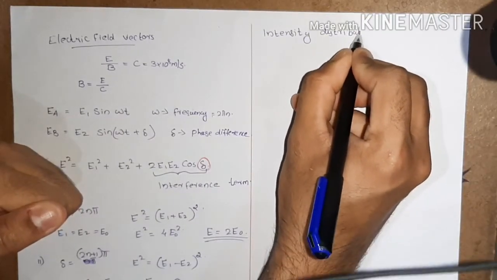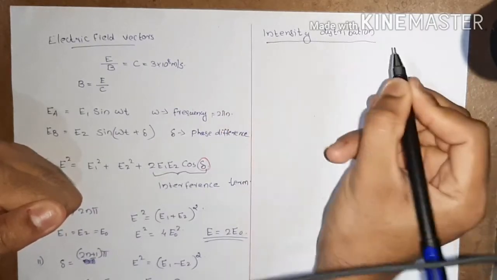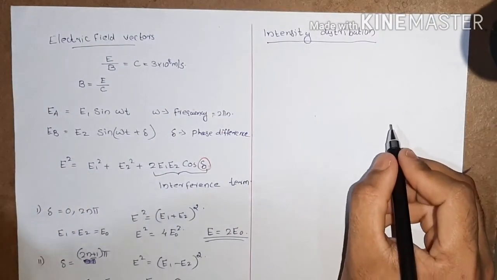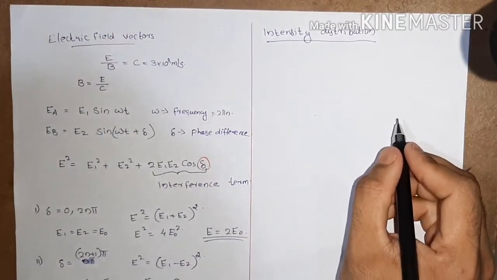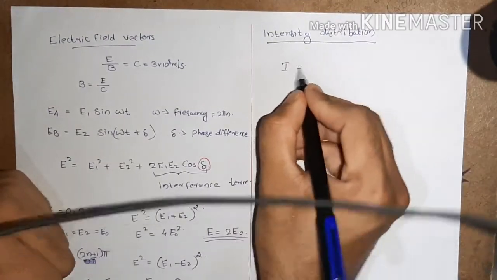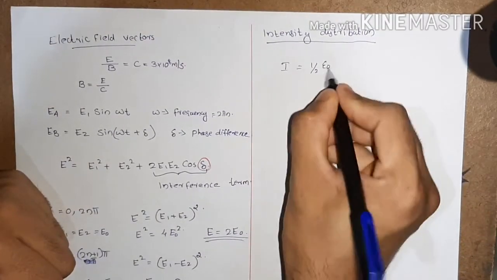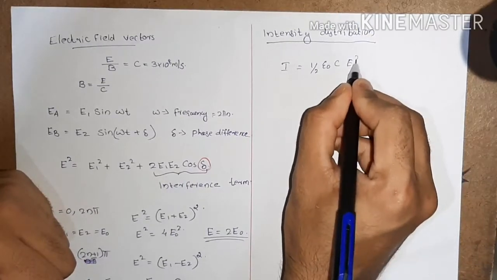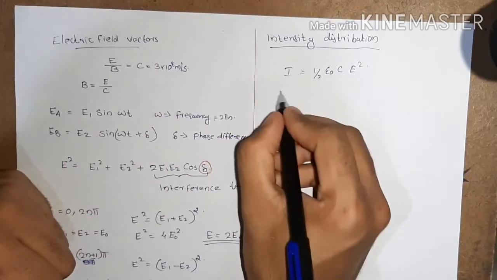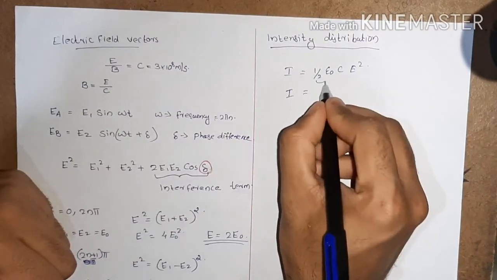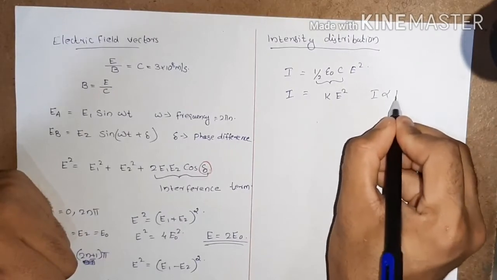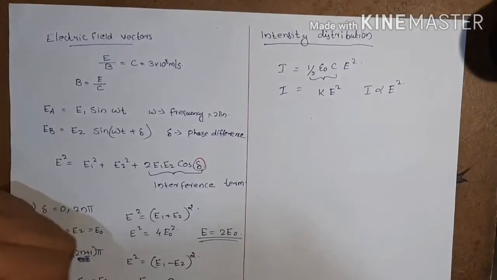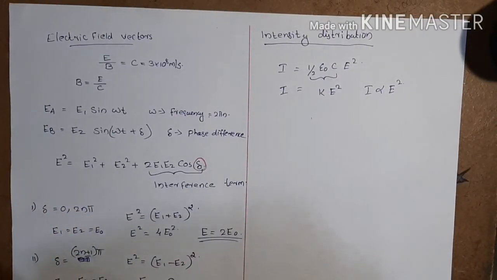Intensity distribution. Now, we all know the intensity of a light wave is given by I equals half epsilon 0 c E square, or simply we can write it as I equals some constant k into E square, or intensity is proportional to the square of the electric field amplitude. Intensity is simply proportional to the square of the amplitude.